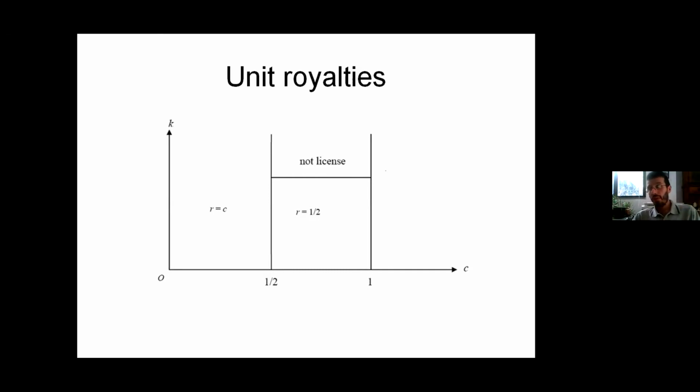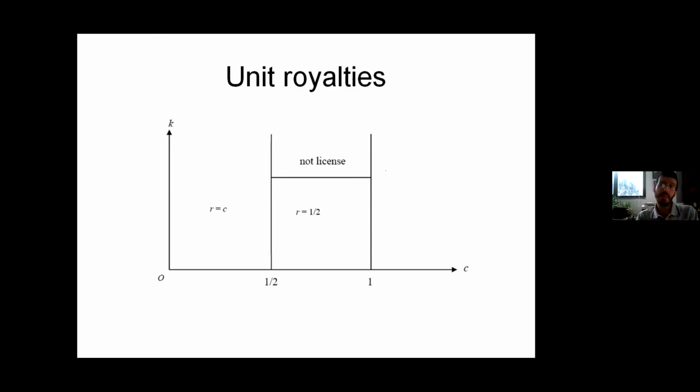What we have here is a standard result, basically. In the case of non-drastic innovation, so the left-hand side of the picture, the optimal per unit royalty is c, which is the level of the marginal cost in the absence of licensing.